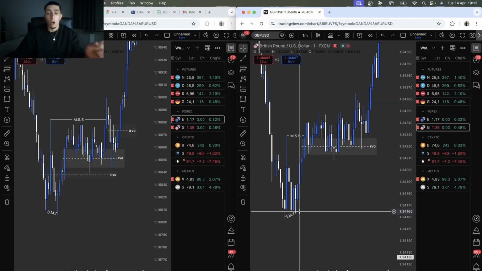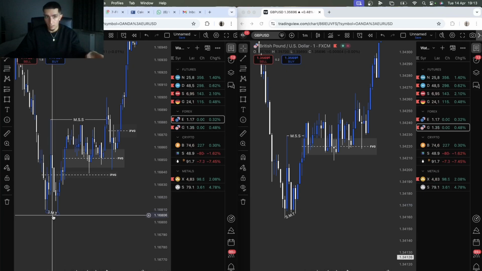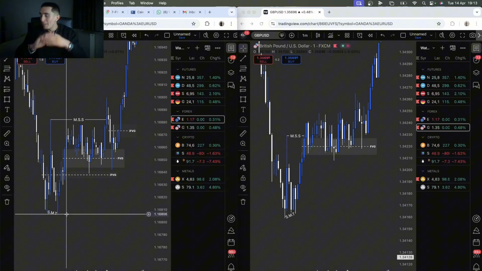All because one pair failed to take out liquidity, but the other pair did, right? Immediately when you see an SMT, be ready for a change in the market. So if we see an SMT on the upside of the liquidity, then we're expecting shorts. If we see SMT forming on the sell side, on the downside of the market, expect longs.